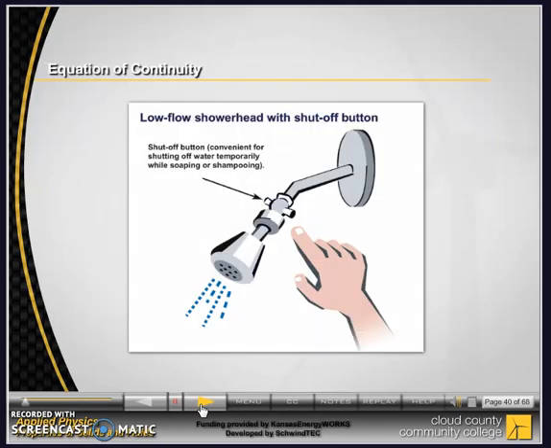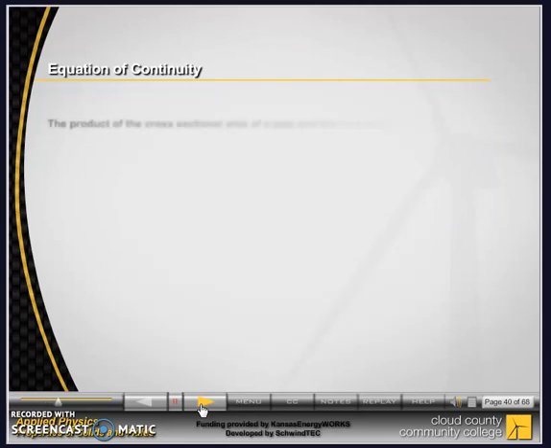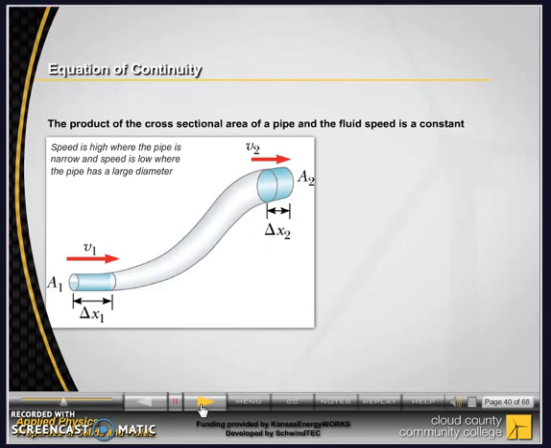Environmentalists are very concerned with the conservation of water. Low-flow shower heads can be used to reduce the overall water output from your shower. You could even stop the flow entirely with the shut-off button. Remember that the product of the cross-sectional area of a pipe and the fluid speed is a constant. This is the equation of continuity.